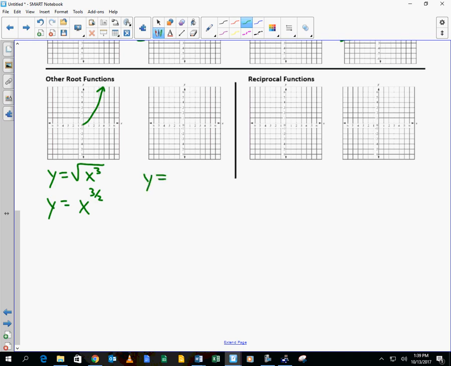Then we have y is equal to the cubed root of x squared, or y is equal to x to the 2/3. Now, think about what happens here. Can you square a positive? You get a positive. Cube root, you get a positive. Okay, so positive, positive, positive. Can you square a negative? Yeah, and you get a positive. Square root, you get a positive. So you can plug in positives, you can plug in negatives, but you only get out positive values. I like to call this the bird function.